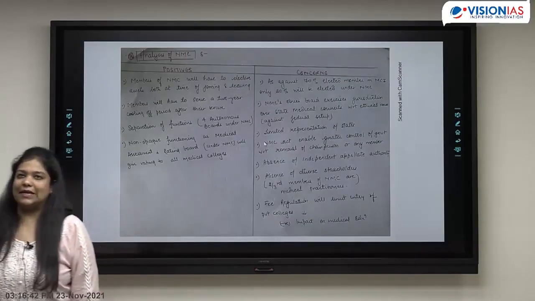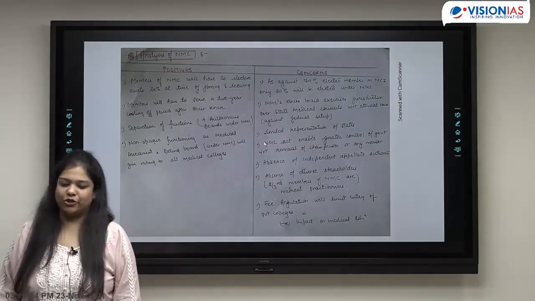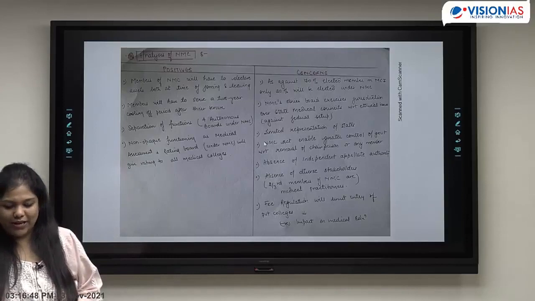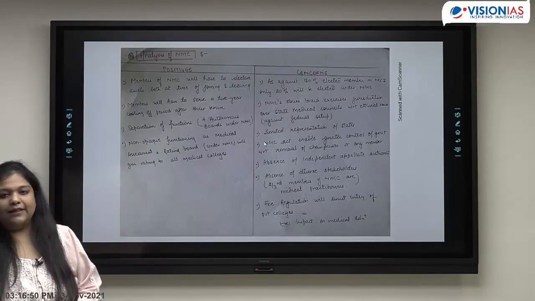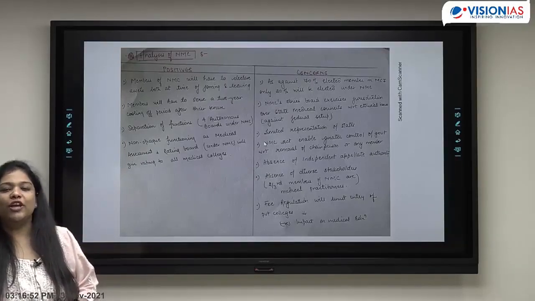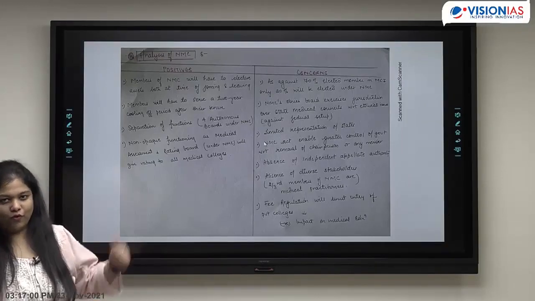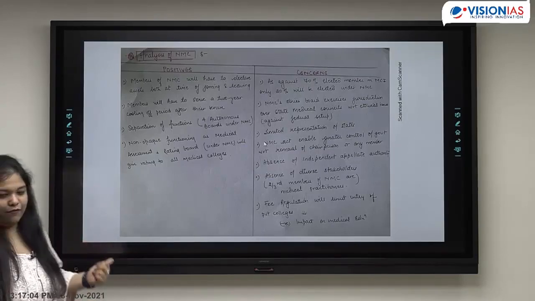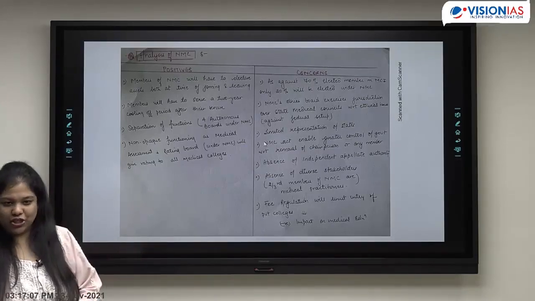Now, what is the analysis of National Medical Commission? So good thing is the members have to declare their assets at the time of joining and at the time of leaving. They have to serve a 2-year cooling off period so that conflict of interest doesn't happen, and to maintain transparency and accountability. Then there is clear separation of functions. 4 autonomous boards are there.